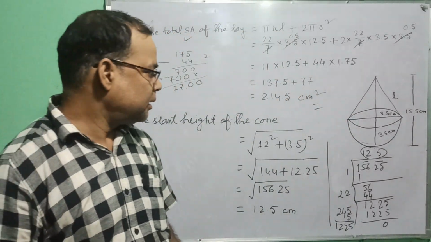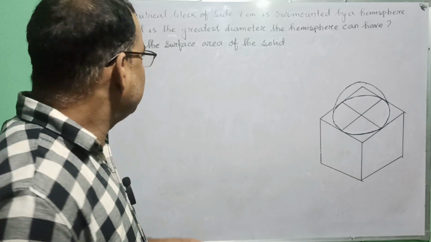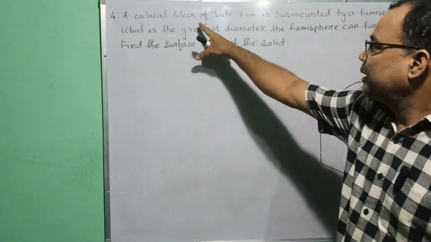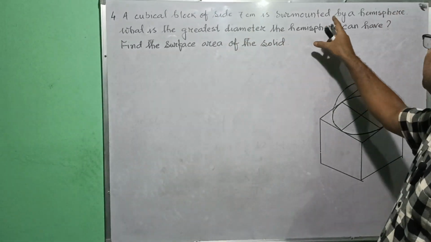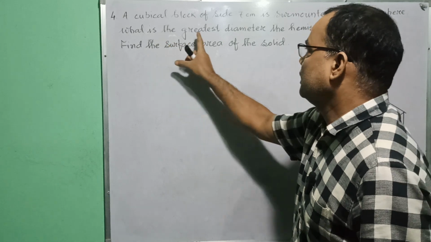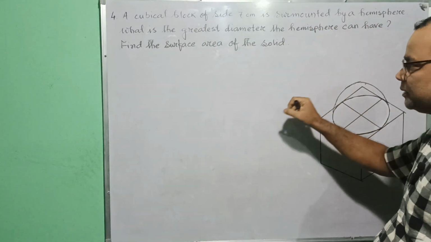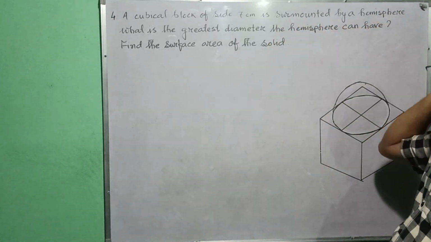I hope you can understand. Now we'll start question number 4. In question number 4, it is given that a cubical block of side 7 centimeter is surmounted by a hemisphere. What is the greatest diameter the hemisphere can have? The first part of the question. It is also given to find the surface area of the solid.